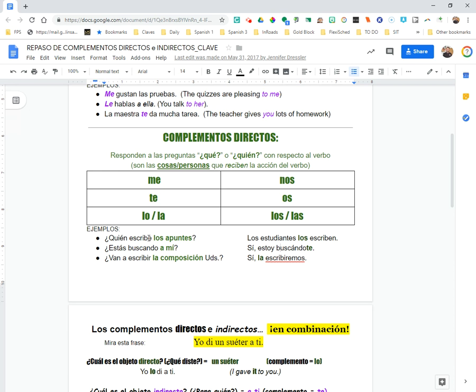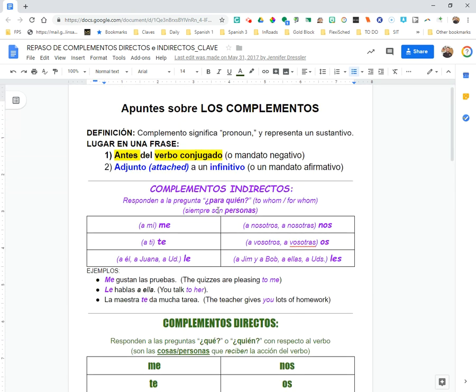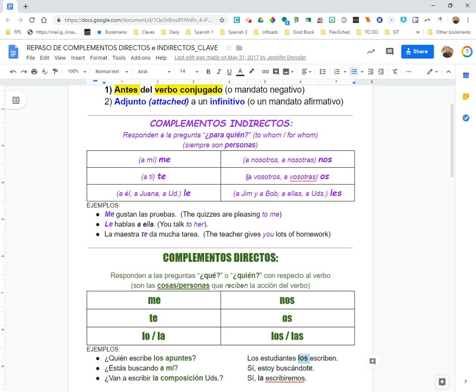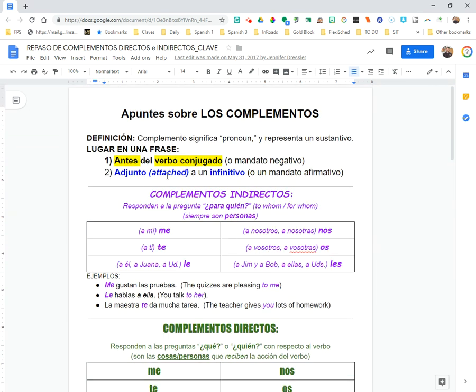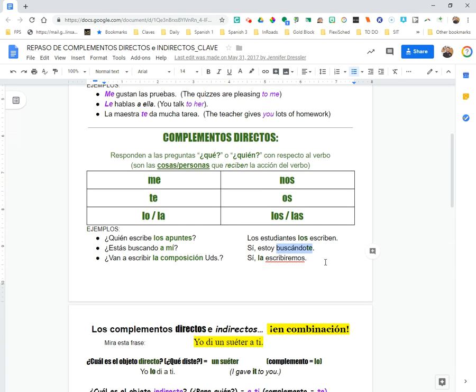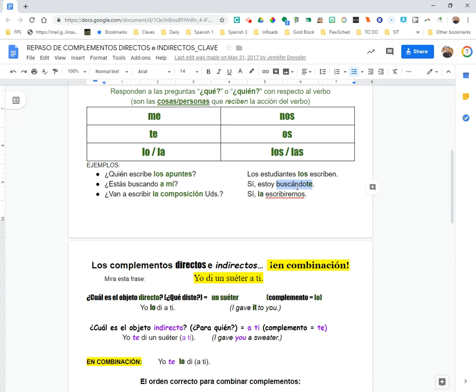¿Quién escribe los apuntes? Los estudiantes. Los escriben. Notice escriben is conjugated, so the los has to go before it. That was rule one from the top. Antes del verbo conjugado. Or two, ¿estás buscando a mí? Sí, estoy buscándote. Sometimes, like in rule two, you can attach to an infinitive, to a command, to, in this case, the gerund form. Or three, ¿van a escribir la competición ustedes? Sí, la escribiremos. Yeah, we will write it.